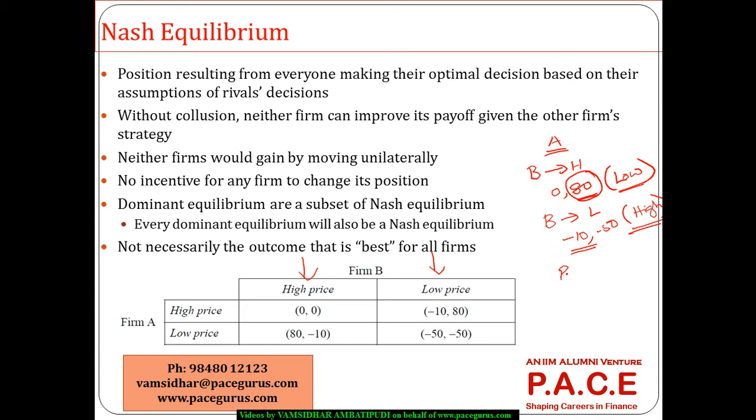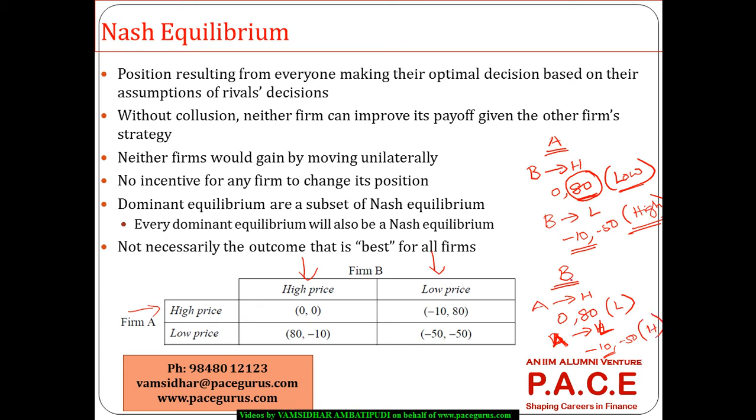Okay, look at it from B's perspective now. Let's say A has set a high. What are the payoffs for B? 0, 80. So the payoff of 80 is the highest for B, especially when he is following a low strategy. Now if A has set a low price, what are the payoffs for B? He'll get either minus 10 or minus 50. So minus 10 is the best payoff, and that too when he is setting a high price.